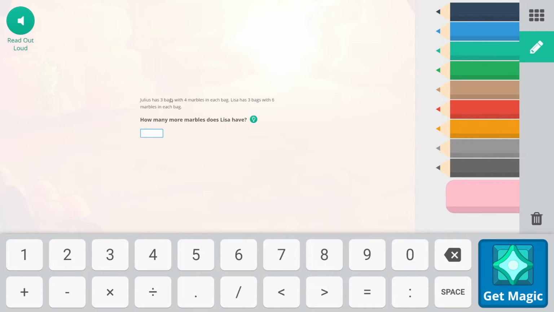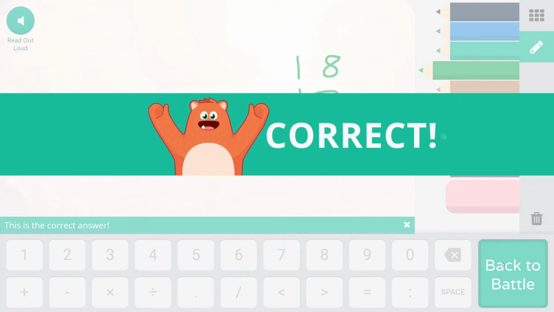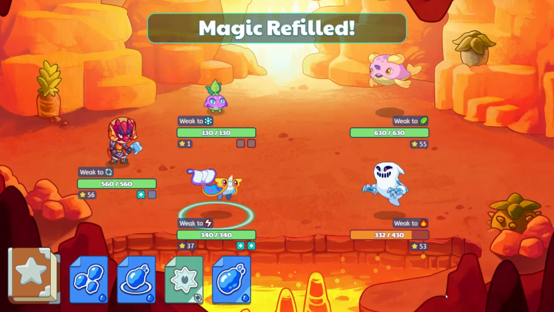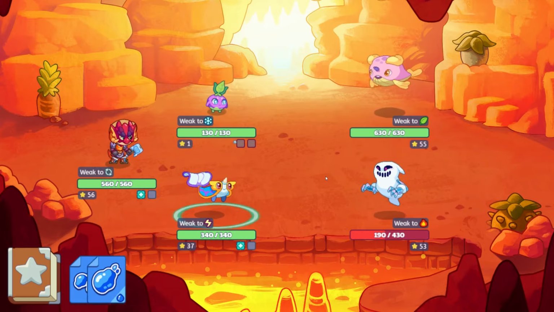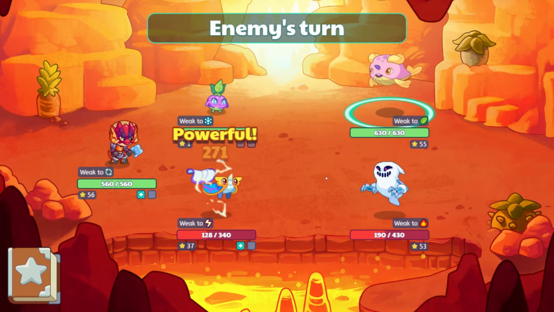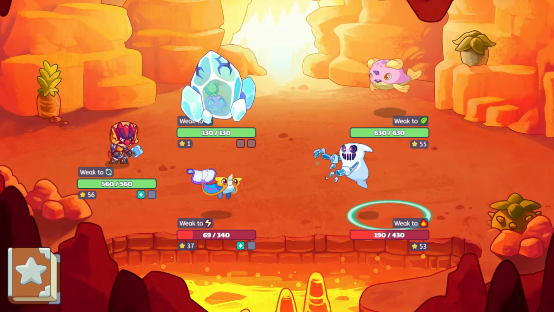Julius has 3 bags with 4 marbles in each. Lisa has 3 bags with 6 marbles in each bag. How many more marbles does Lisa have? Well, 3 bags with 6 marbles in each. So 6, 12, 18, or 3 times 6, 18. And this is a 2-step word problem. And then Julius has 3 times 4. That's going to be 12. And then we have to subtract to find the difference, which is going to give us 6. So what we have to do to make that easy is think about what we need to do, and then go ahead and try our best to get there. All right, let's see what happens here. Boom, that's gonna hurt.